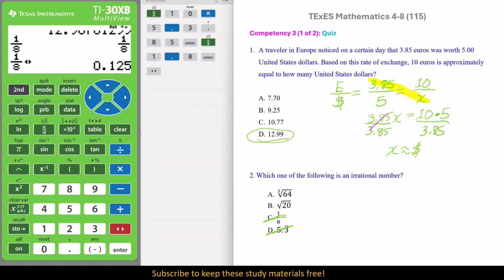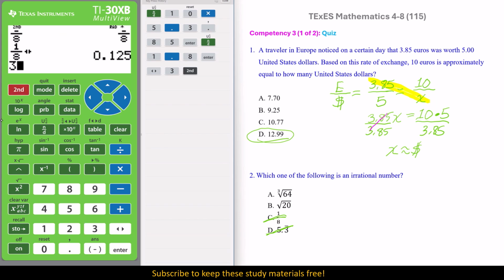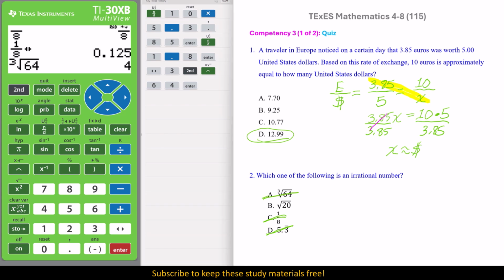Now, there is a little quirkiness about this particular family of calculators. You have to put in the 3 first, okay, to make it work. And I'll show you what I mean. Okay, if I put 3, second, and you need the one above the caret up, okay, put in your 64 and then push enter and it's 4. So we'll get rid of that, since it says which is irrational. Well, that's rational, so it goes away. So we're looking for B.